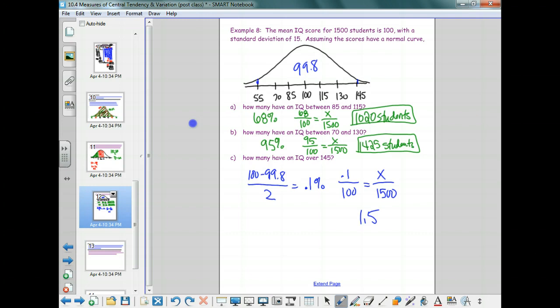1.5. So what should we do? You need to round, because you can't tell me 1.5 students. You can't chop the kid in half. It's not going to work. Probably won't place very well on the IQ test if you chop them in half.